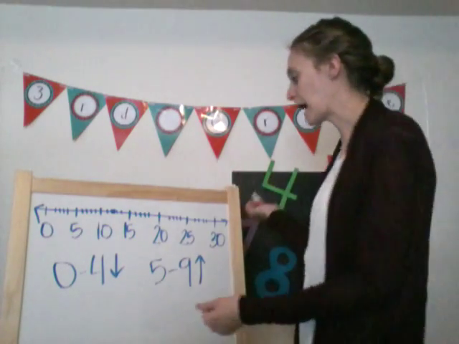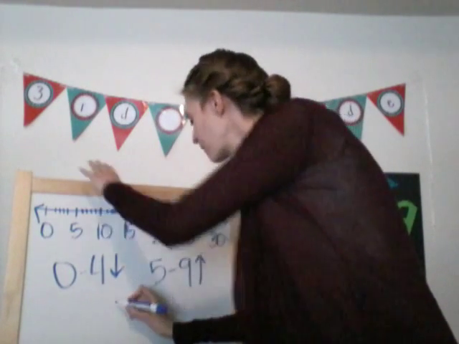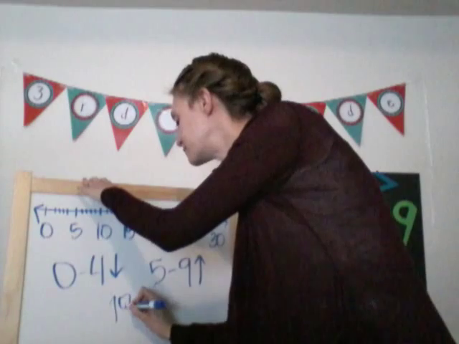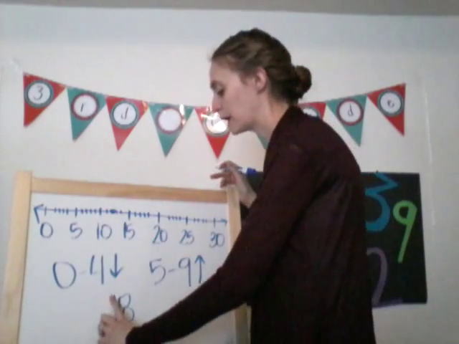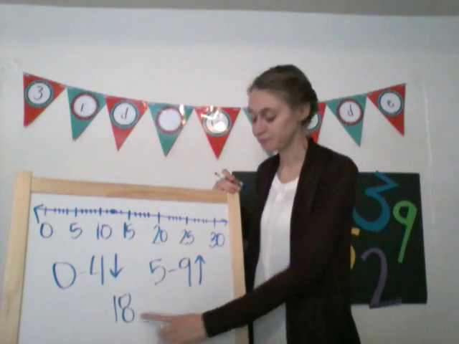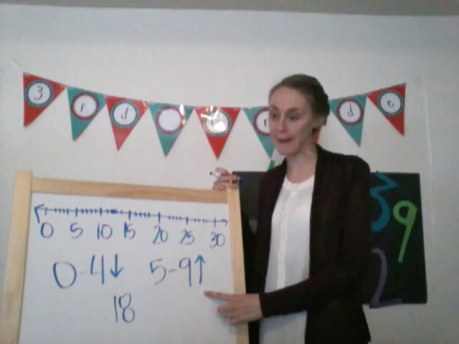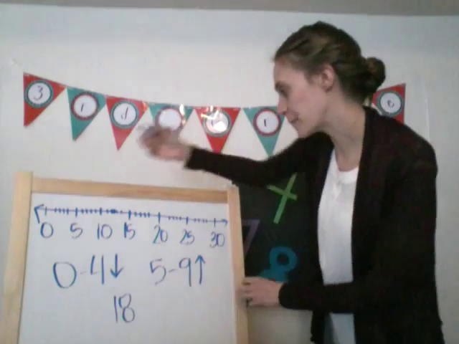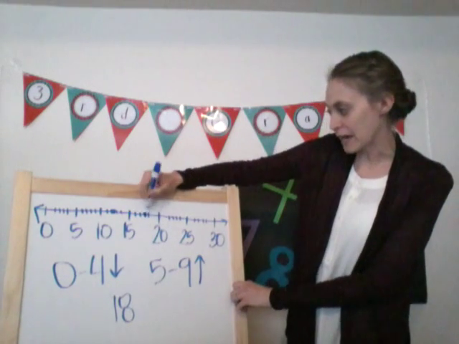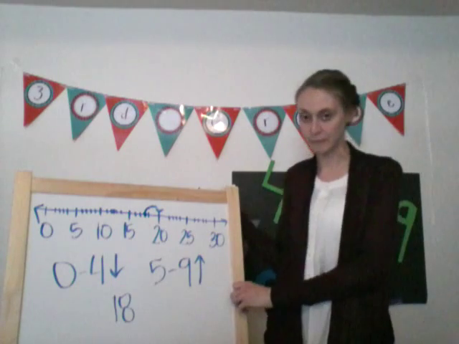Let's say that I have the number, and I'm going to write it down here so we can look at it. Let's say that I have the number 18. Okay, let's use our rule. Let's look in the ones place. 8. We know that 8 is between 5 and 9, which means we need to round it up. So let's look on our number line, 15, 16, 17. Here's 18. And I know that I need to round it up to the nearest 10, which is 20.